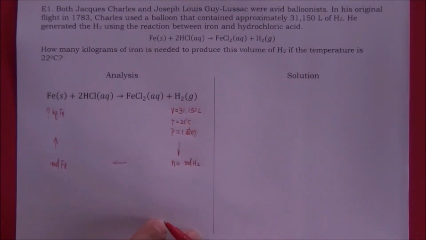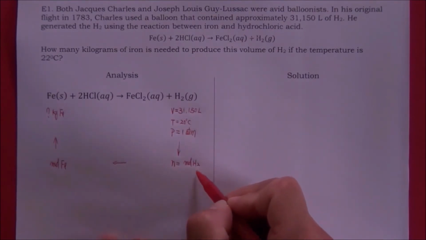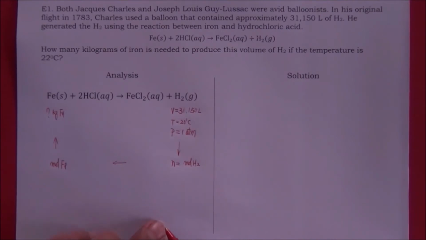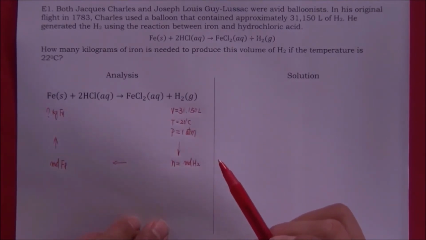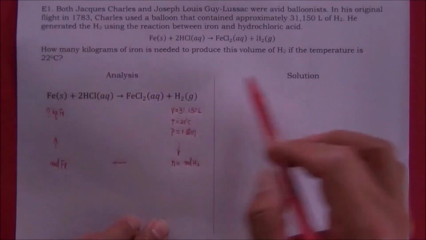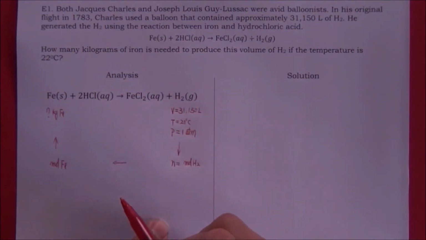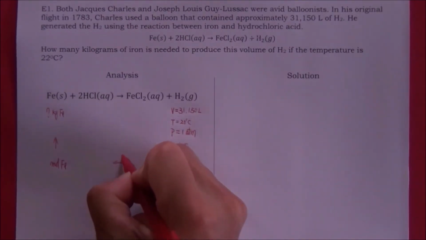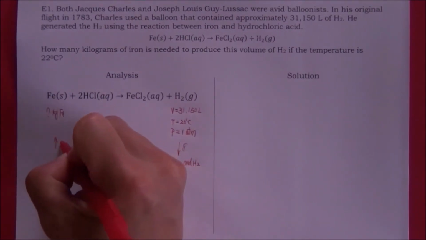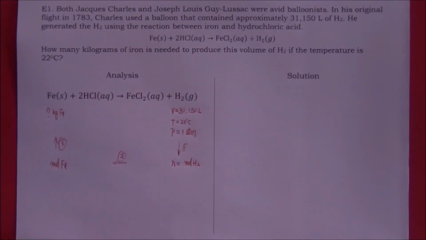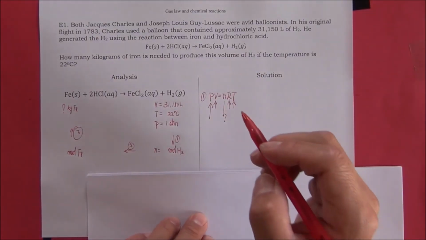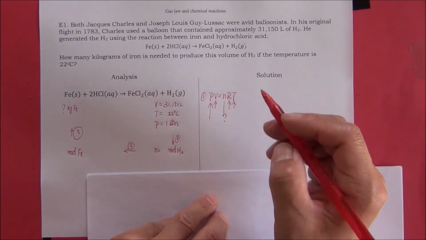We can use the ideal gas law to convert to the moles of hydrogen gas. Then we follow this path to finish our calculation. We can see here, after our analysis, we turn a complex problem into 3 simpler steps. Step 1, Step 2, and Step 3. The first step is we need to use the ideal gas law.